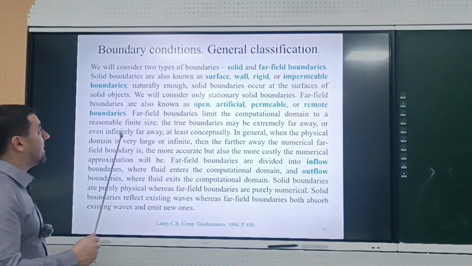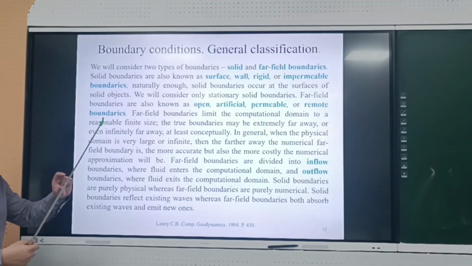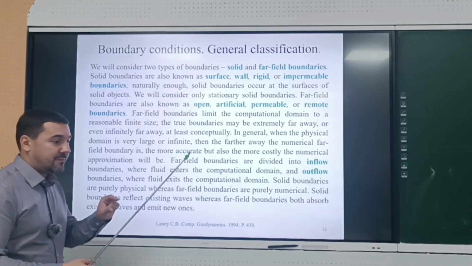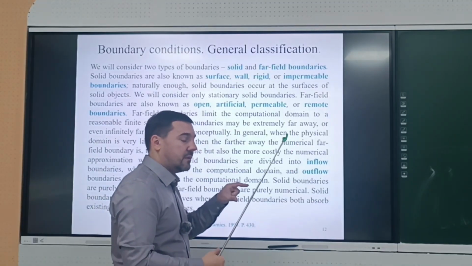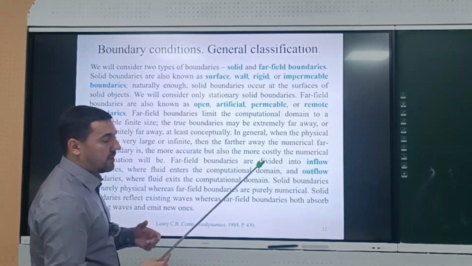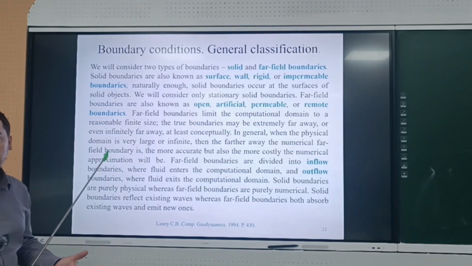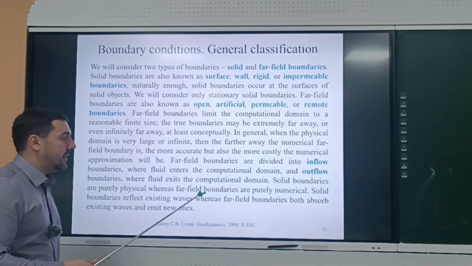Okay, let's move to boundary conditions. So we discussed how to choose the time step. The main idea is the time step should be chosen dynamically. It's not a constant value, so we should choose it based on the current solution that we obtained at the nth time layer.